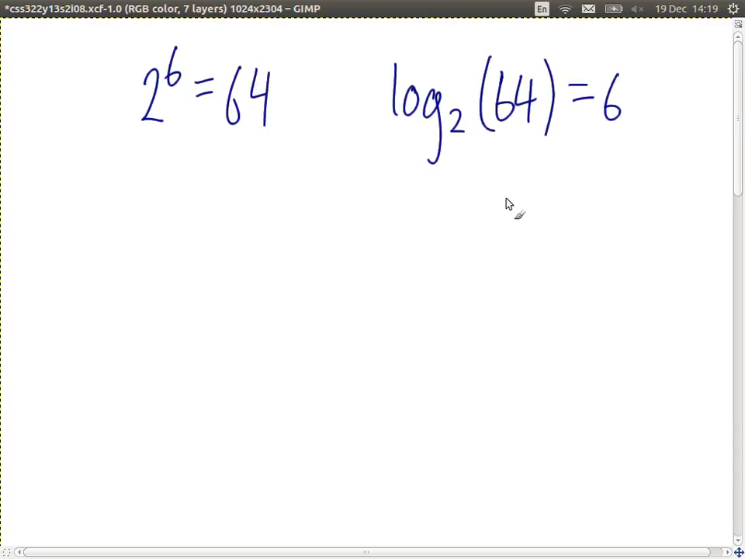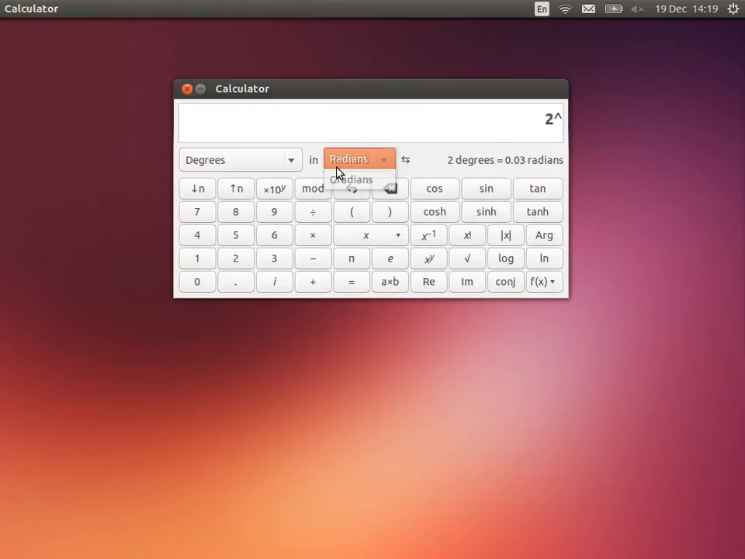We use the same concept in modular arithmetic. I'll give you an example and then we'll calculate it later. I've calculated this one before: 2 to the power of 13 mod 19. We can do it in the calculator. 2 to the 13, mod 19, is 3. Okay?